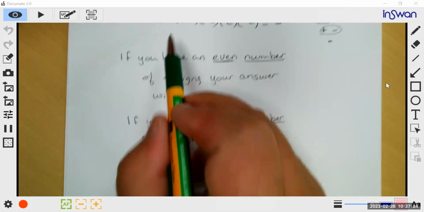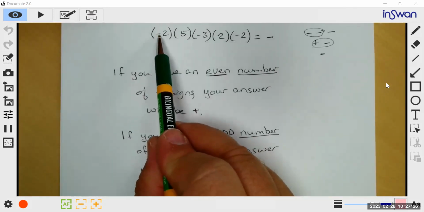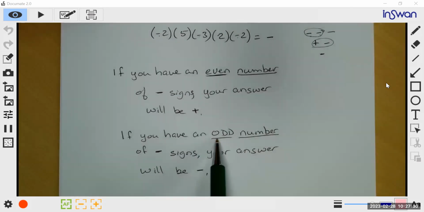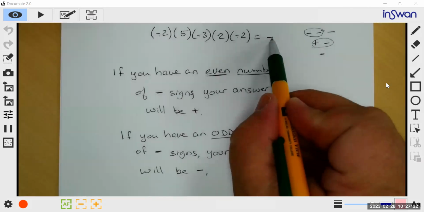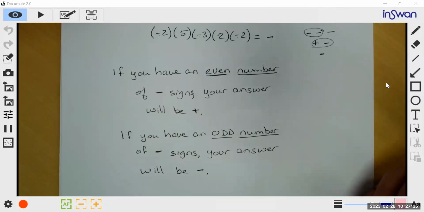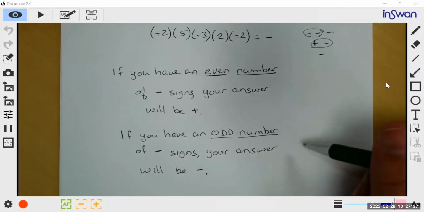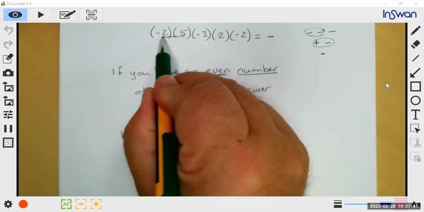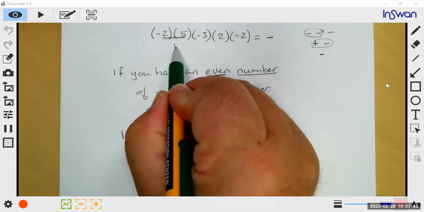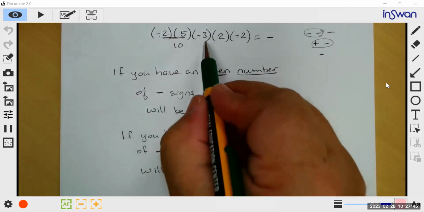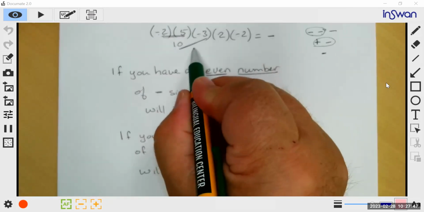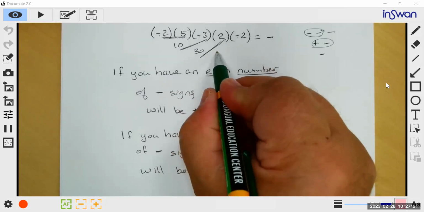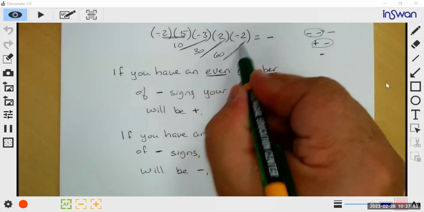So in our example here, we have 1, 2, 3 negatives. Since it's an odd number, we know the answer is going to be negative. So all you have to do now is just multiply the numbers. 2 times 5 is what? 10. 10 times 3 is 30. 30 times 2, 60. 60 times 2.